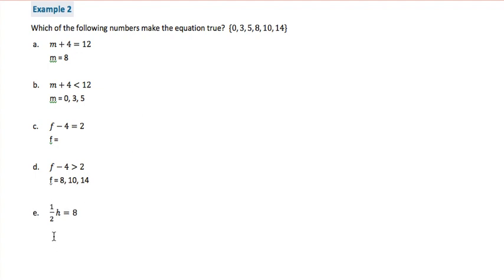In E, 1/2 times h. 1/2 times 0 is 0, and that's not equal. 1/2 times 3 is 1 1/2, not equal to 8. 5 times 1/2 is 2 1/2, which is not equal to 8. 8 times 1/2 is 4, which is not equal to 8. 10 times 1/2 is 5, which is also not equal to 8. And 14 times 1/2 is 7, which is also not equal to 8. So there are no values that make that equation true.